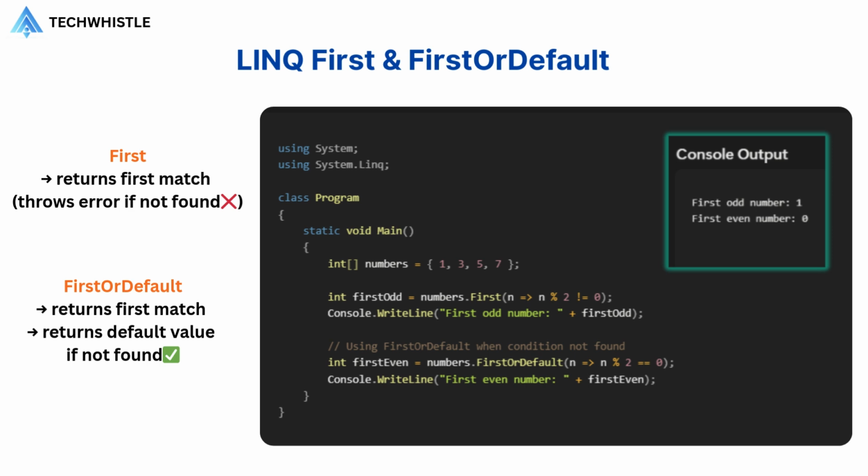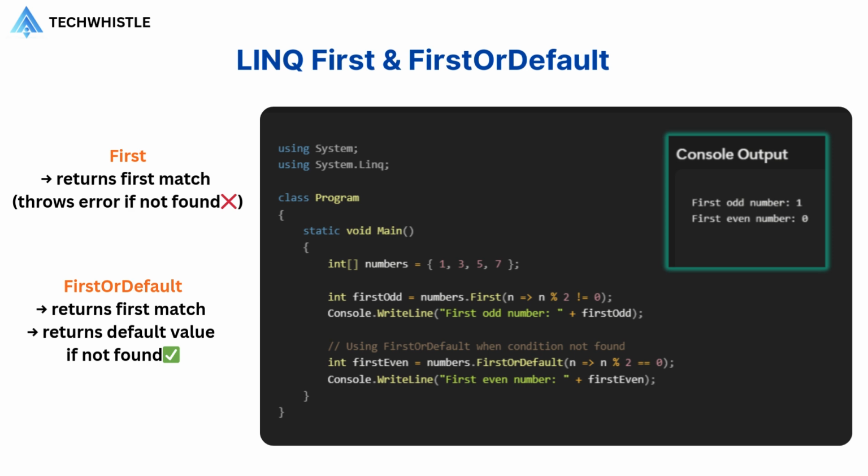Pretty straightforward. But what if we change the condition to something that doesn't exist in the list? Let's try to get the first even number. Here's the problem. Our list has no even numbers. So when LINQ tries to execute this, First throws an exception. Basically, your program crashes because it can't find anything.